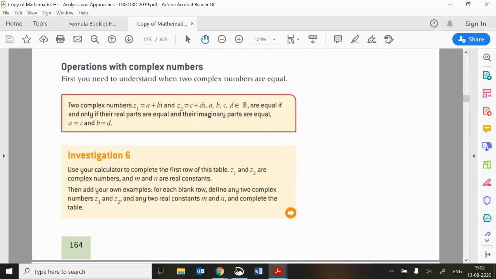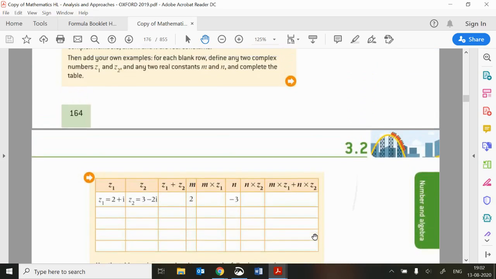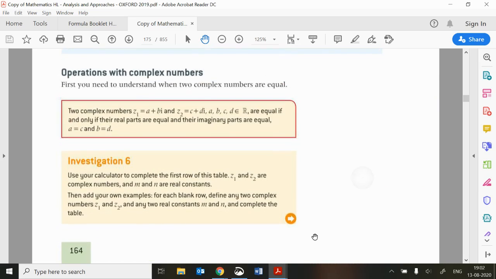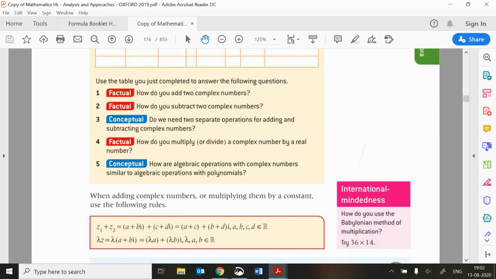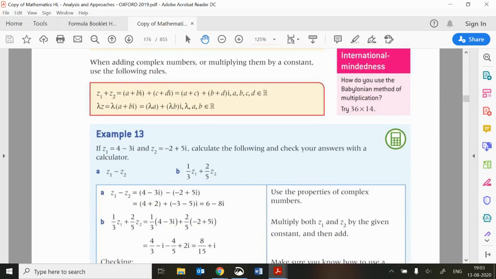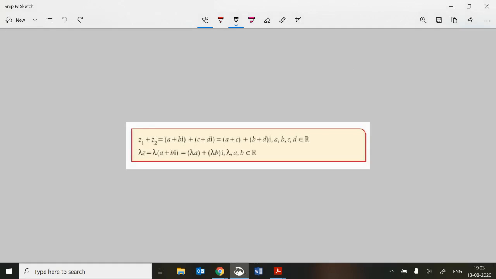Okay, so operations with complex numbers, we're nearly there. They're talking about you actually filling out a table here in an investigation, but this is all relatively straightforward stuff. It's basically saying you can add together complex numbers and times them. So it's leading up to this statement here, talking about the algebra behind complex numbers. If you have two complex numbers, then you can add together their real parts, and then add together their imaginary parts, and you can factorize out the i there. It's pretty obvious stuff, really.